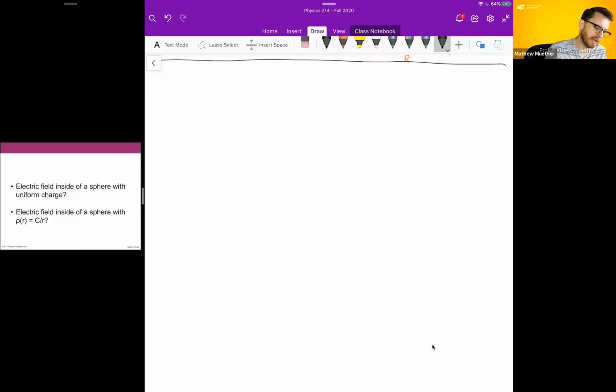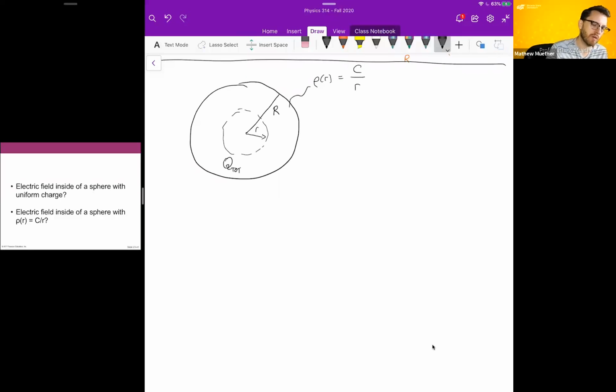We want to know what's the electric field inside of a sphere with a charge density that is dependent on the radius, right? So again, I have a sphere that has some total charge Q total. It has some radius R here. And now I know that the charge density depends on how far away I am from the center. It's equal to some constant that we're going to call C over R. Let's see if we can find what the electric field is at position r.